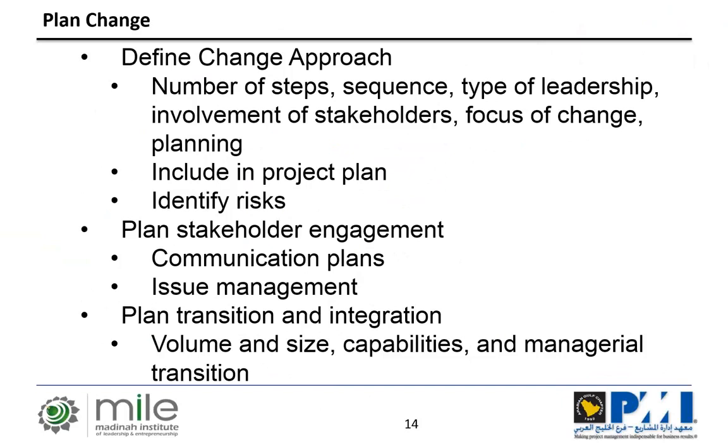And the last item in the plan change is transition integration planning. You need to understand how big the change is, how many people will be affected, how many business areas, and how many processes. Then you need to plan to either bring or build the different capabilities that you need in order to manage the change. And finally, you have to plan for the managerial transition: how is the change going to be transitioned to the different management areas within your organization? All these planning activities, again, have to be included in the project plan. So this is the second component of our life cycle framework. We have formulated the change, and now we have planned the change.